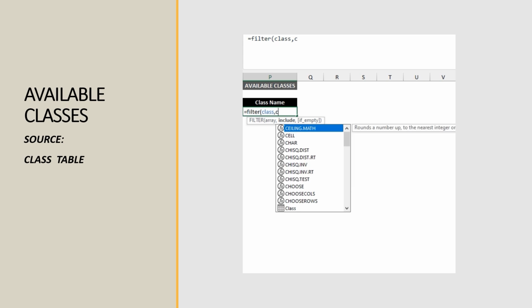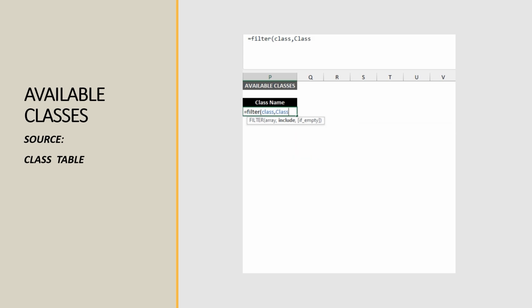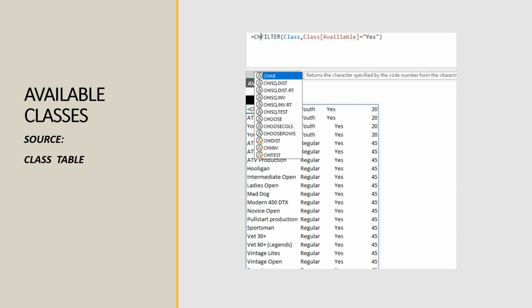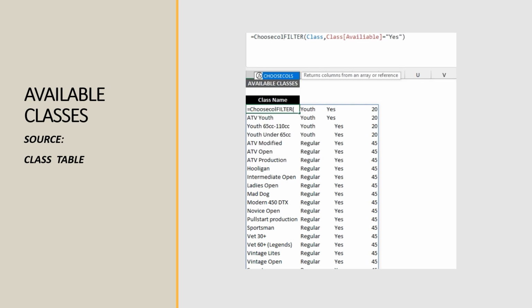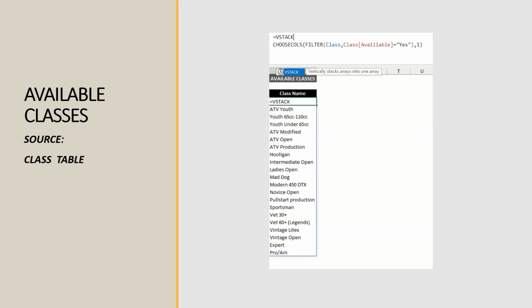Our final control table is the available class list. We are going to populate this one dynamically based on available classes. First, we filter the class table for records that show yes in the available column. Since we will only need the class name, we're going to use the CHOOSECOLS function to return only the first column. Finally, we need to add event canceled to the list. We will do this by using the VSTACK function and add it to the end of our selections.